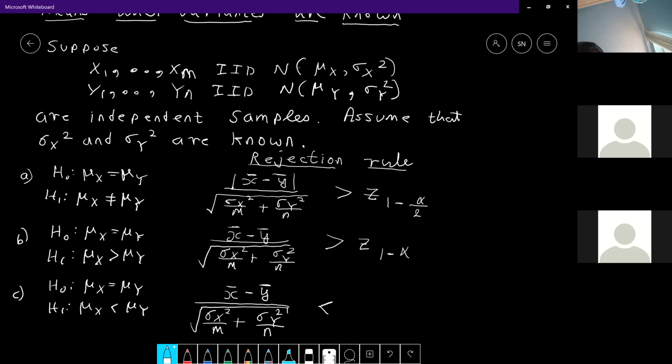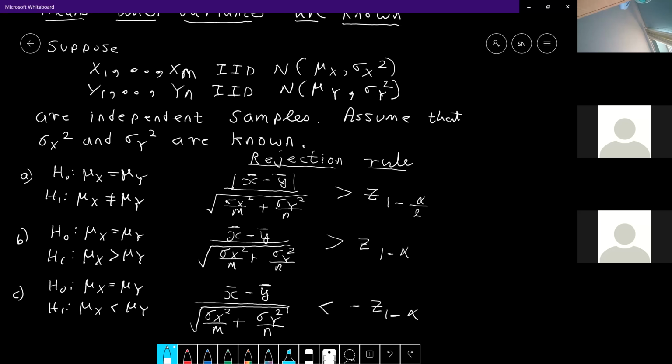Hey guys, so now you may ask me where these rejection rules are coming from. That's not part of this course, but when you go to year two, you will learn how to derive these rejection rules as part of the statistical methods course. I would encourage you to take that course if you really want to know how these rejection rules are derived. But for the moment, all I expect you to do is apply these rejection rules.